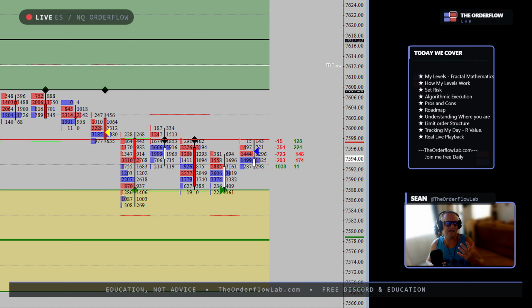But as you can see, the edge, levels, order flow, automation, it all comes together, and the key is being hands off, right? And I just wanted to give you guys a glimpse of how I really trade, right? Pretty cool.